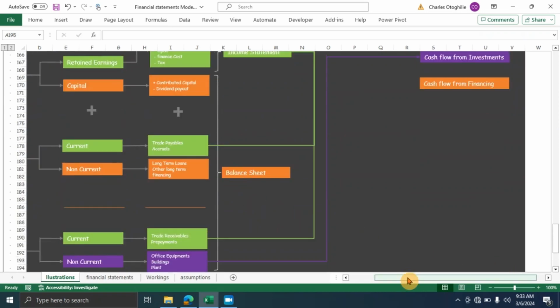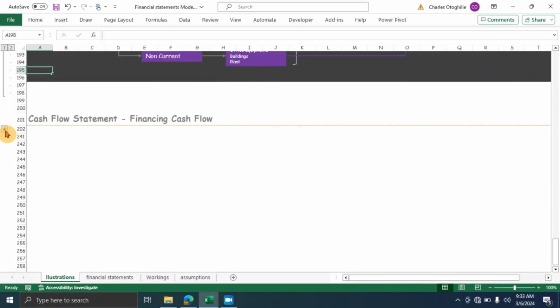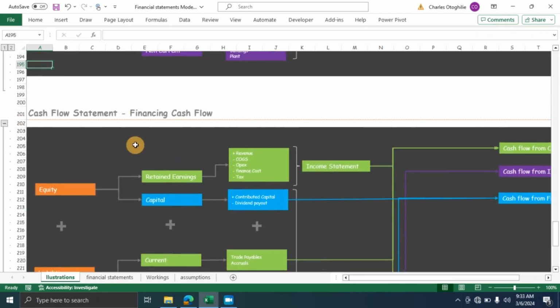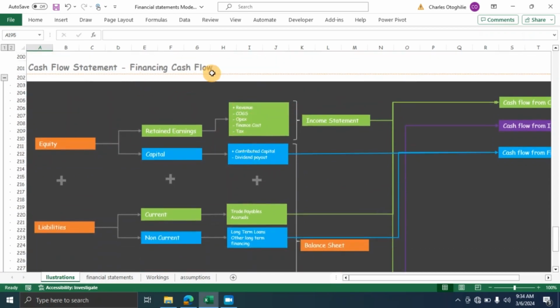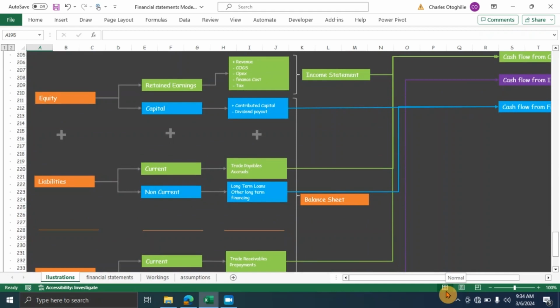Now that takes us to the third one. This time around, we are looking at the cash flow from financing, or the financing cash flow. Financing is everything that brings money to be used in the business. You get it? So this time around, you can see that the blue colored lines are taking us to capital.